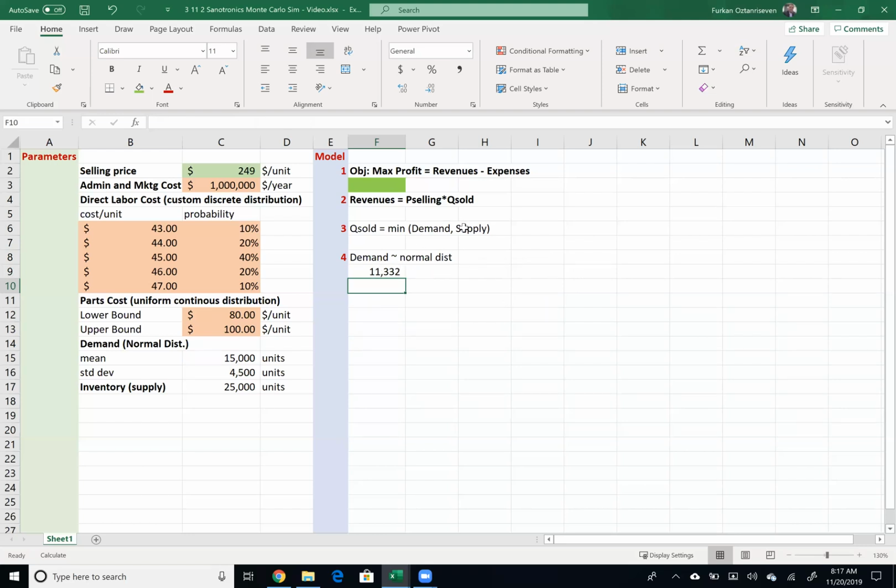So next thing I need to do is supply, which I do know is not a random number, so 25,000. So I can calculate quantity sold by using the min function. I will look at the minimum demand, comma, the supply. So whichever is lower will give me quantity sold. All right, in this case, 11,332, because my demand is lower than my supply. All right, so if I press F9, I may be able to get more than 25,000, which is not that likely. So I may not be able to. I will just try a few more times.